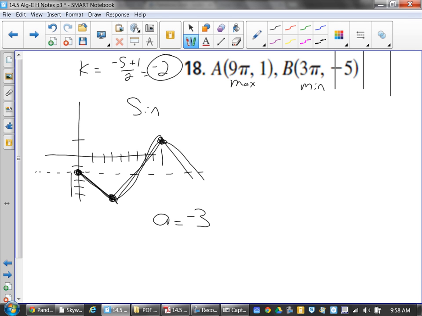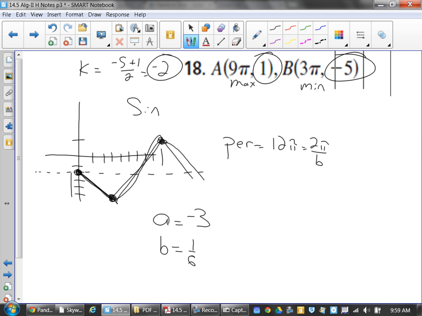But how did you know it was that negative? To pick out your shift, what's 1 plus -5? -4. What's half of that? -2. Correct. That's how we do that. What's the distance between 9 pi and 3 pi? Double it, you get 12. So the period is 12 pi, set it equal to 2 pi over b. That's 1/6.